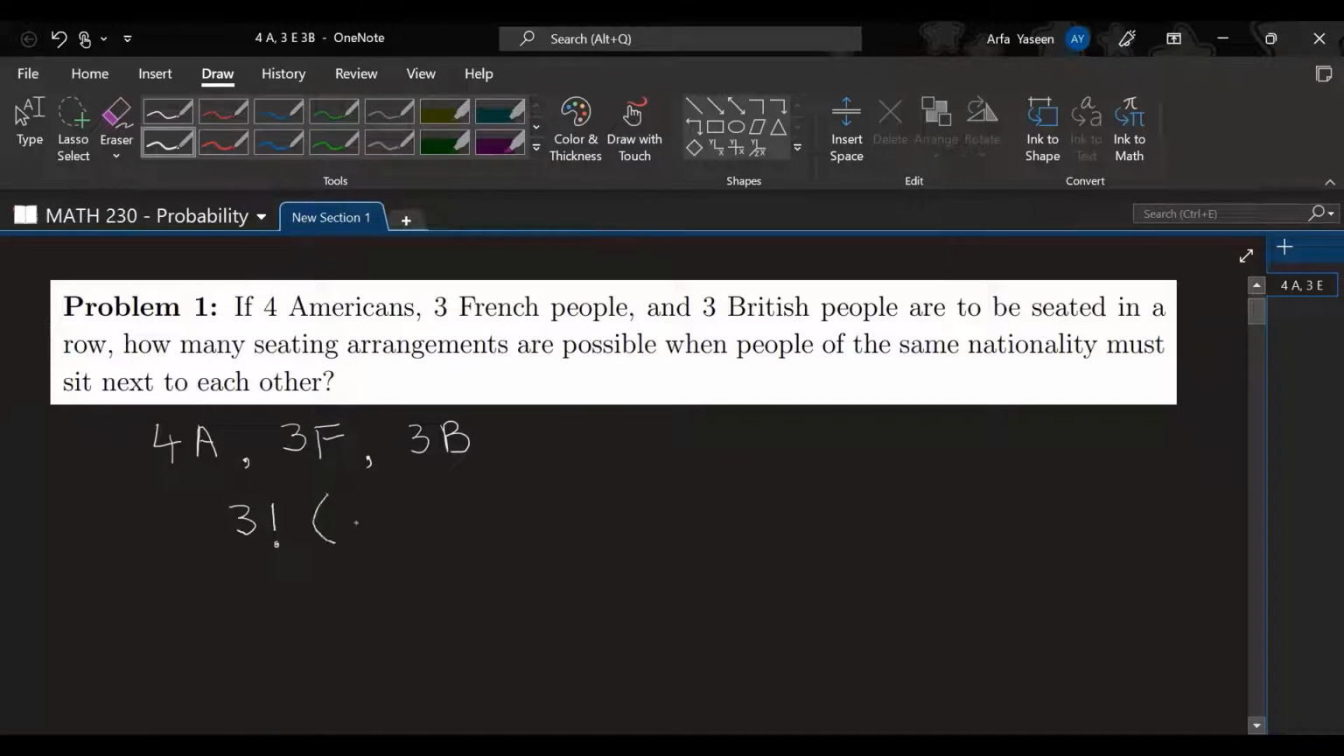And then since each person is different to the other person, we have the arrangement within each identity as 4 factorial, 3 factorial, and 3 factorial.